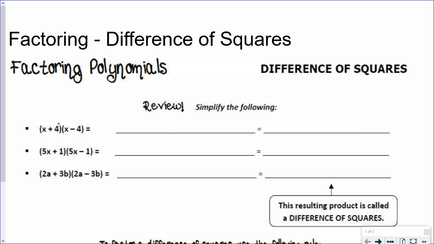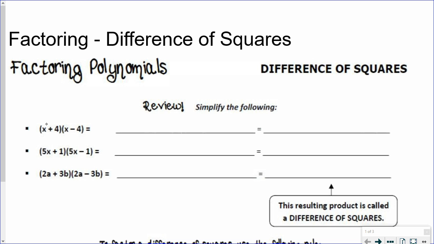So just real quick, hopefully you've already multiplied binomials together using FOIL or some other method. If not, I'll put a link up here. So you should know how to multiply binomials before you get into factoring. And so multiplying binomials, just a quick review.